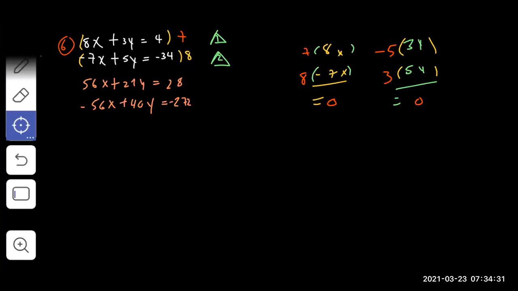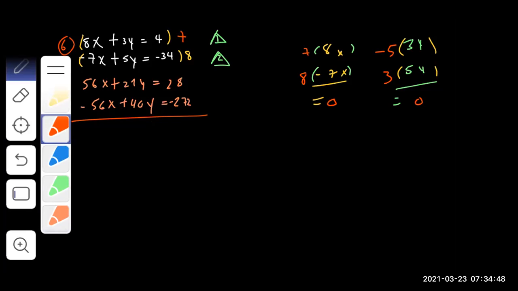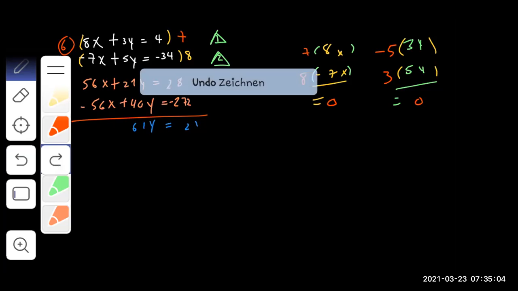Okay, thank you. Now, guys, it's time to add or subtract. Let me make a line here. 56 apples minus 56 apples is 0 apples. Oh, okay, I eliminated it, and that is my goal. Now, 21y plus 40y. 21 plus 40 is 61. 61y equals 28 minus 272, guys. What is that equal to? 272... 244, I think. 44.